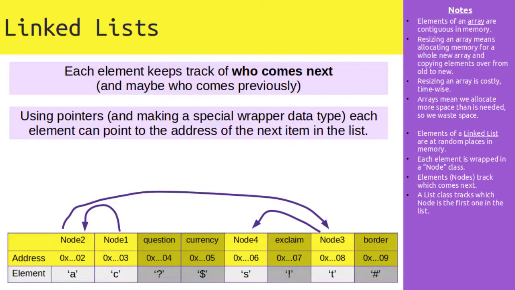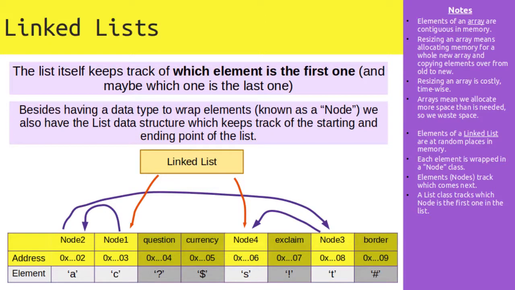We make a special wrapper data type so that each element can point to the address of the next item in the list. And the list itself keeps track of which element is the first one and maybe the last one. So besides having a data type to wrap the elements, which we call a node, we also have the linked list data structure, which keeps track of which node is the first one, and maybe also keeps track of which node is the last one.